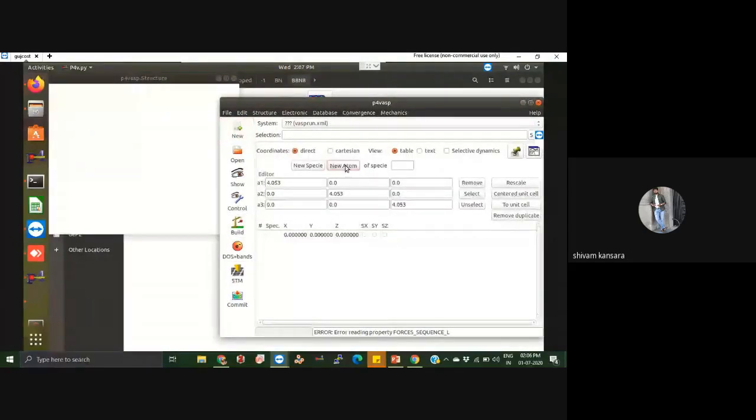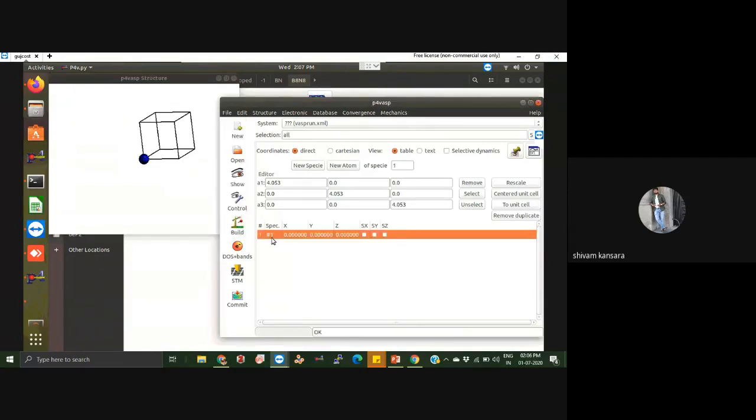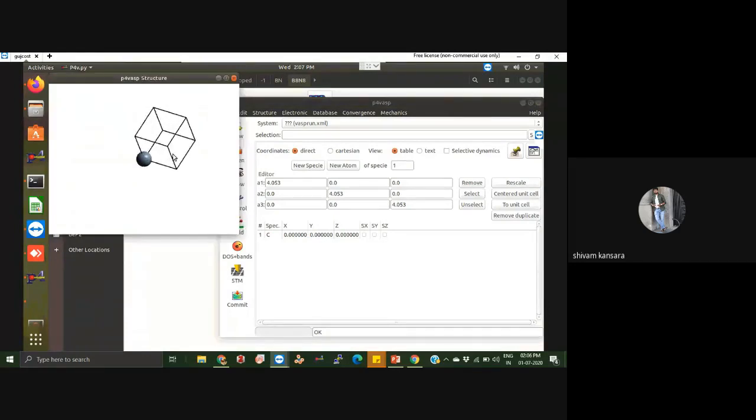Press the new atom. So we can see that this is a single atom in a cubic system, that means a simple cubic system. The specification is 1, and we wish to put a carbon atom here, so let's press C. C means carbon. So this is a simple cubic system.